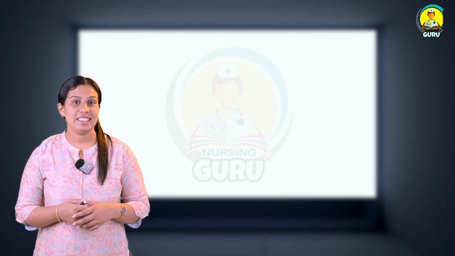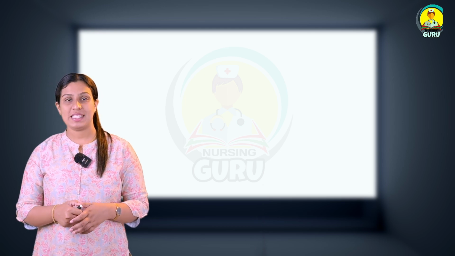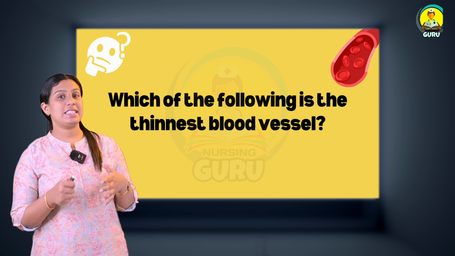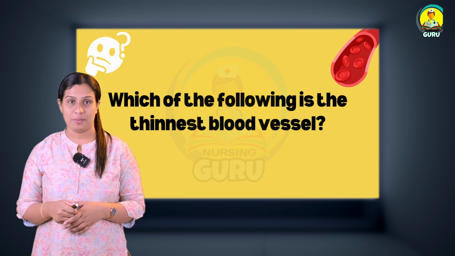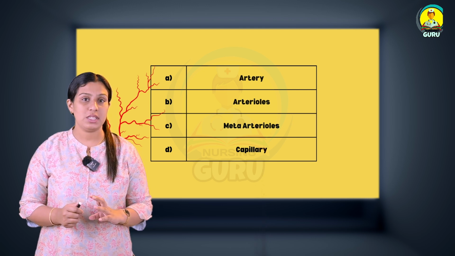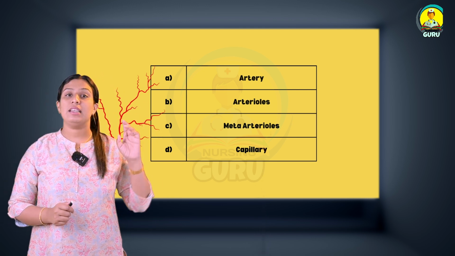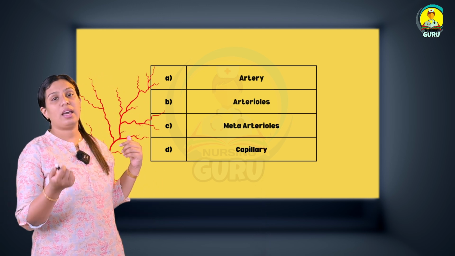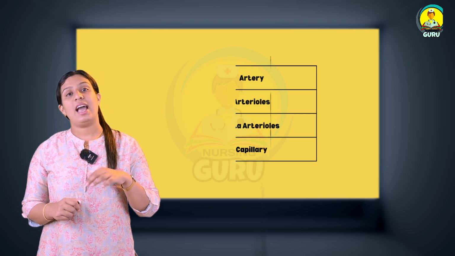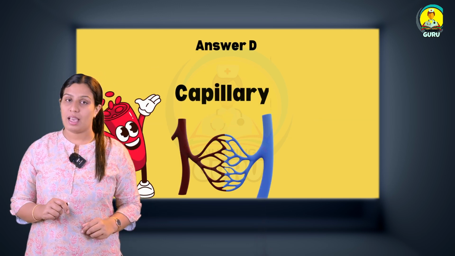So we can start with the cardiovascular system multiple choice questions. Number 1. Which of the following is the thinnest blood vessel? Same as every multiple choice question, you will get 4 options. First is artery, second arterioles, third is meta-arterioles and the last one is capillary. So here the answer is option D, capillary.